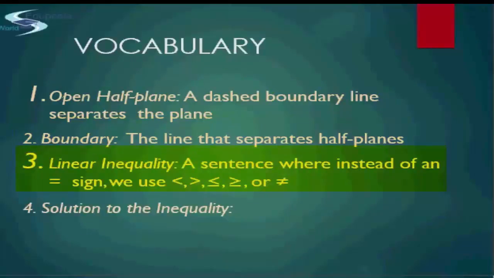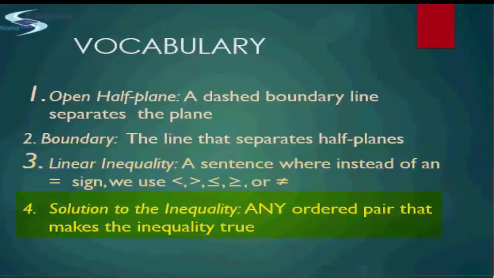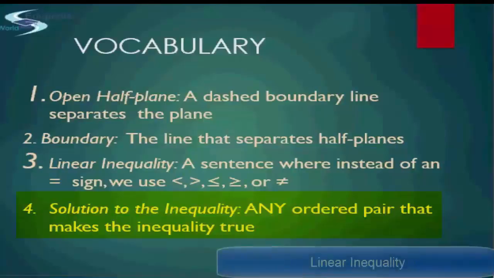Linear inequality, we already studied what it is. Anything that is not equal, even if it means equal or more than, equal or less than, whatever it means, it is going to be an inequality if it is not an equality. And solution to an inequality is any ordered pair that makes the inequality true. This is pretty much the case for any of the equations.